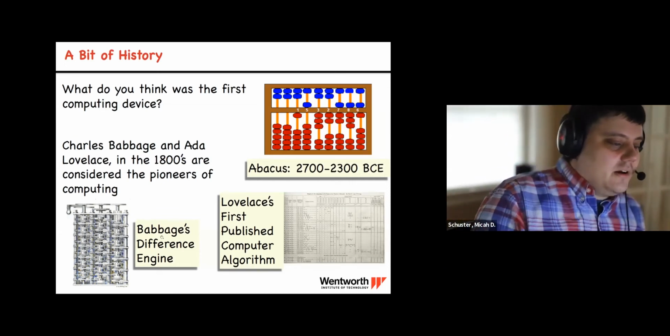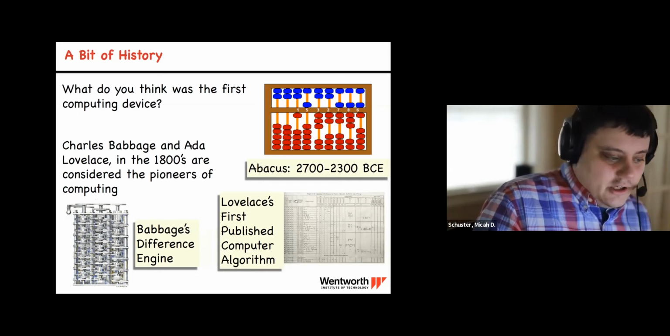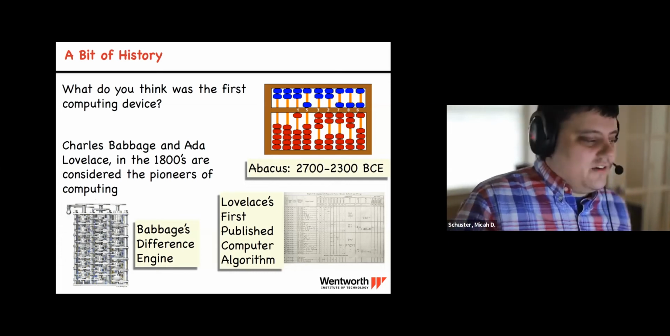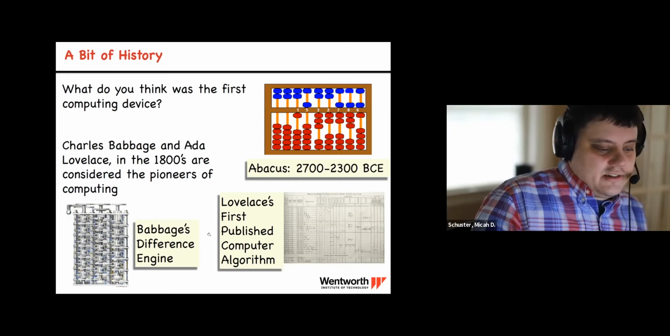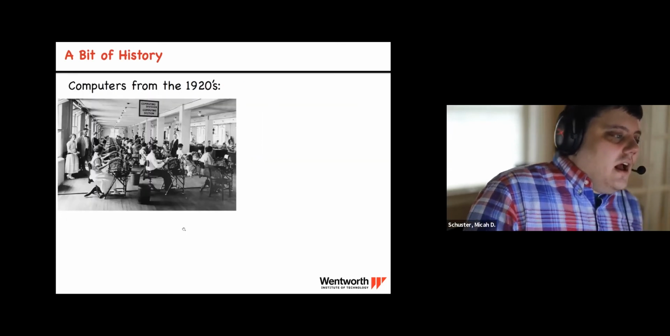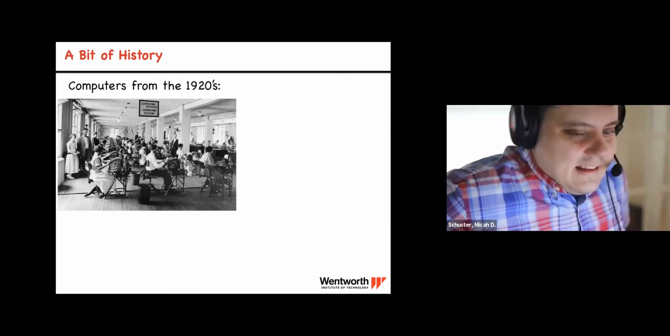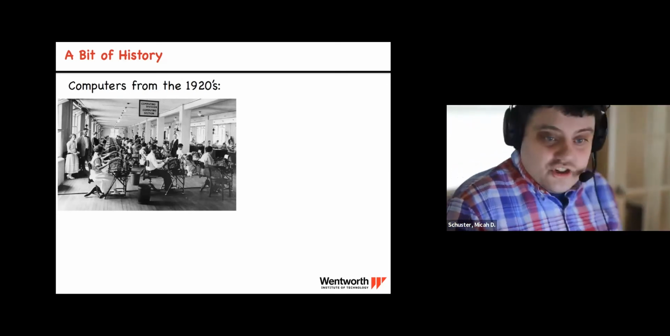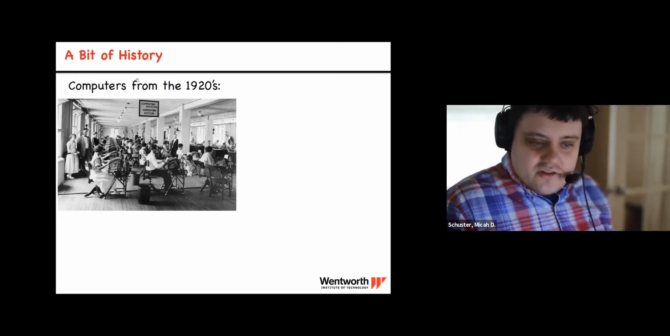Lovelace published a computing algorithm later on as well, and you can actually go look this up and see what it looks like for this difference engine. So there's some really cool stuff there. Once you get into the 1900s, then you start really seeing this explosion of computers in general. In the 1920s, the computing division was actually just people.